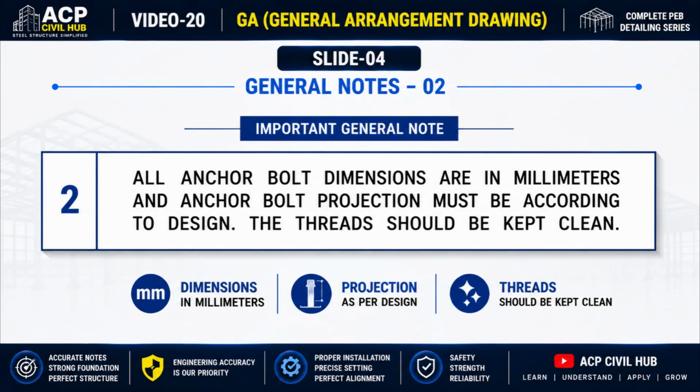Finally, the note instructs that the anchor bolt threads must always be kept clean. During construction, concrete, dust, paint, or rust should not accumulate on the threads because contaminated threads make nut tightening difficult and can delay installation or reduce connection quality. Therefore, before steel erection begins, always verify the anchor bolt dimensions, projection height, and thread condition to ensure safe and accurate installation. In the next slide, we'll continue with General Note number 3.